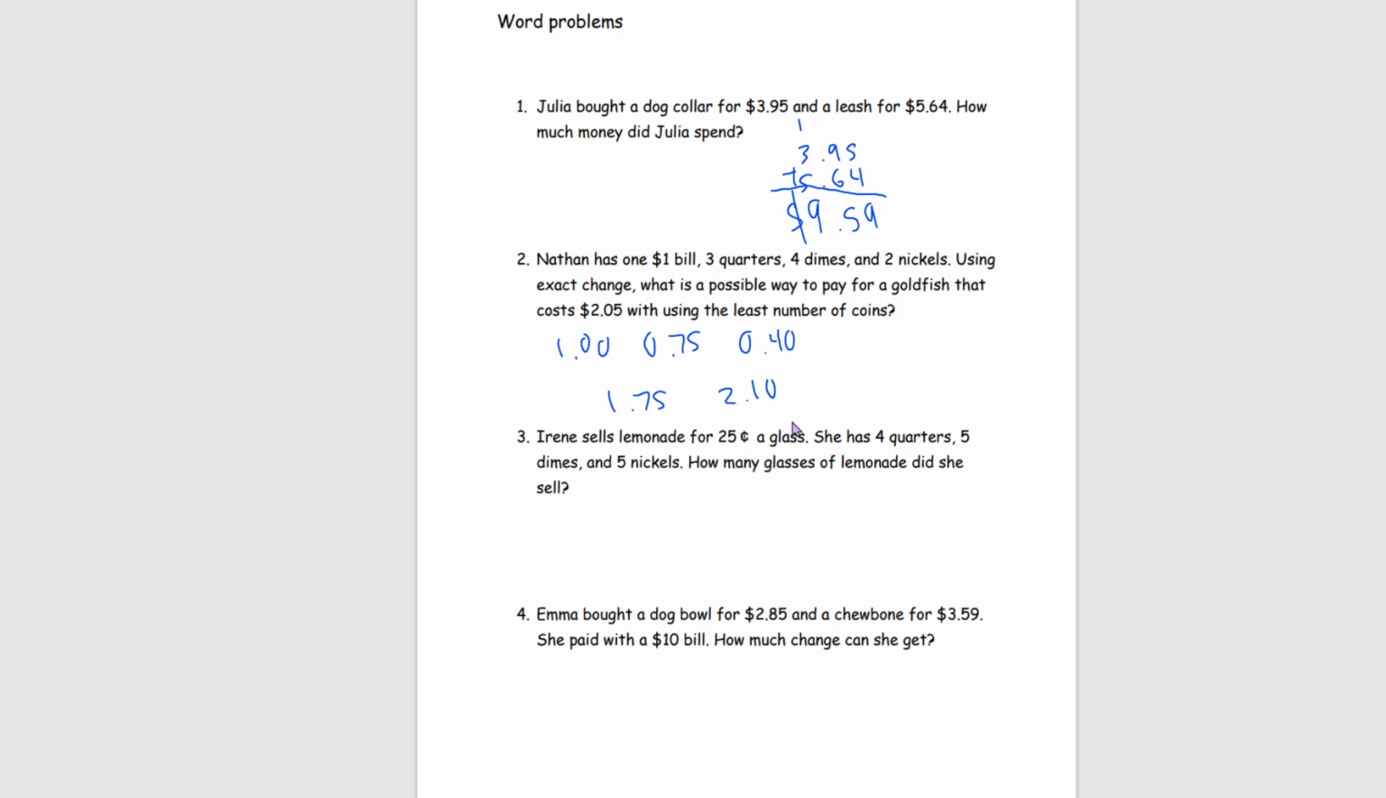Well, that's a little bit too much, so instead of using 4 dimes, we can switch this to 3 dimes. So this becomes 30. We just use 3 dimes, and this becomes 205. So he can use a $1 bill, 3 quarters, and 3 dimes.